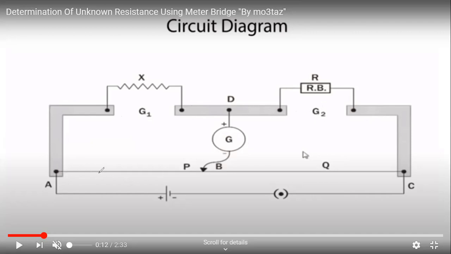A uniform wire AC of 1 meter length is stretched and a meter scale is fixed below the wire. A cell and plug are connected across A and C. A galvanometer and jockey are connected between D and B. D is the balancing point. AB is the balancing length.